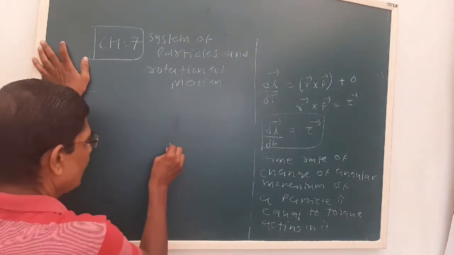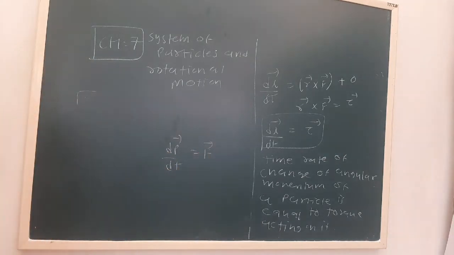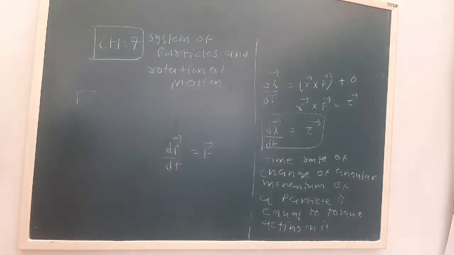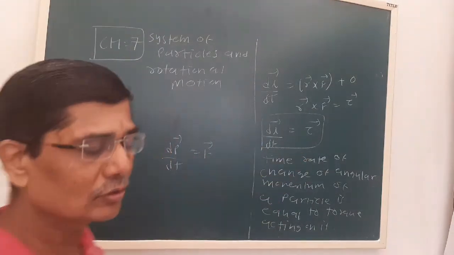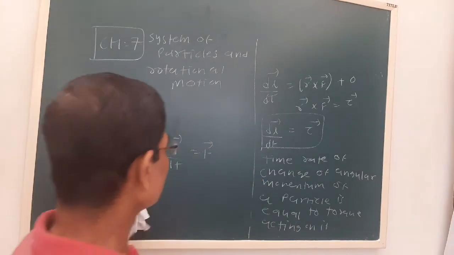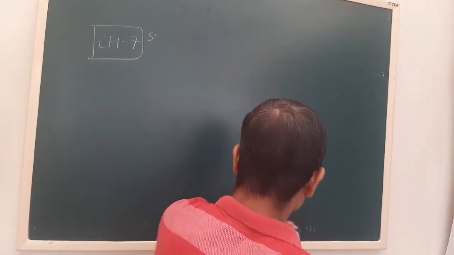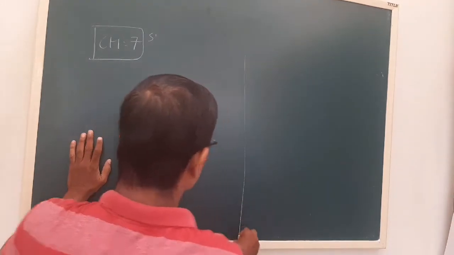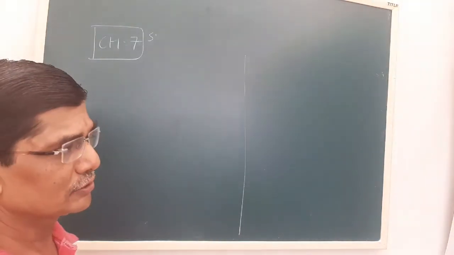In an analogous equation, dp by dt, the rate of change of linear momentum is force. That was in linear motion. Similarly here, the rate of change of angular momentum of a particle is equal to the torque acting on the particle. So this is how we can derive the relation between torque and angular momentum of the particle. Now we talked about a single particle. Now we have to obtain a similar relation for a system of particles.